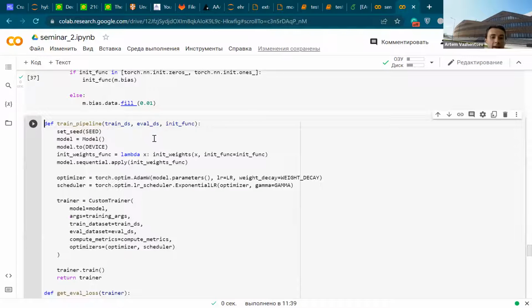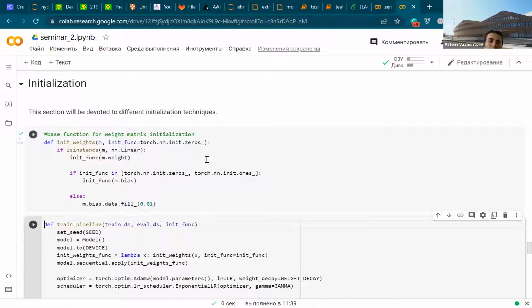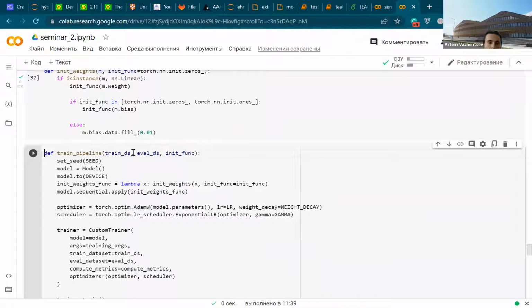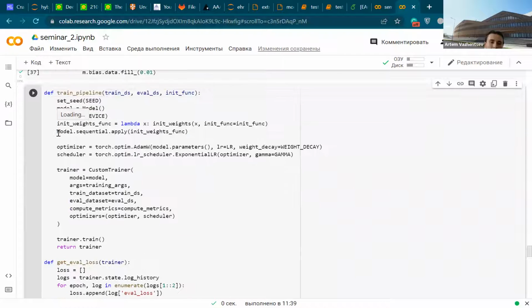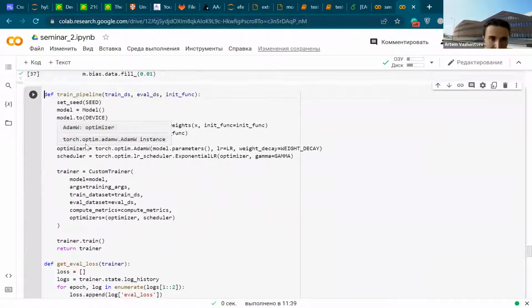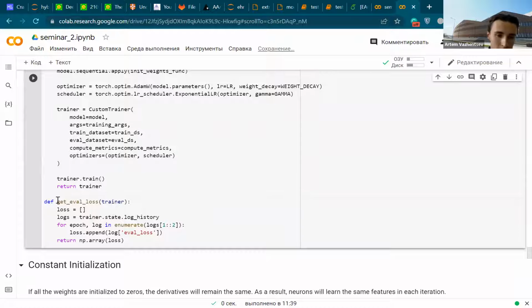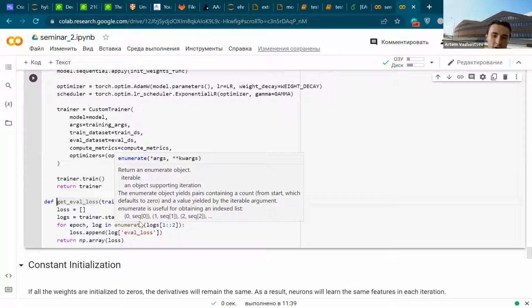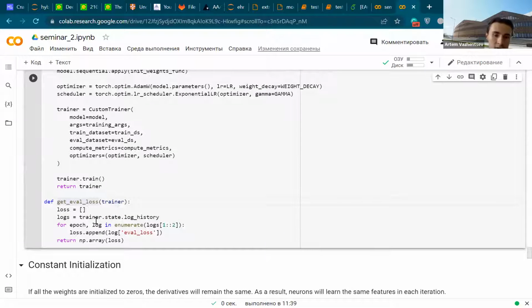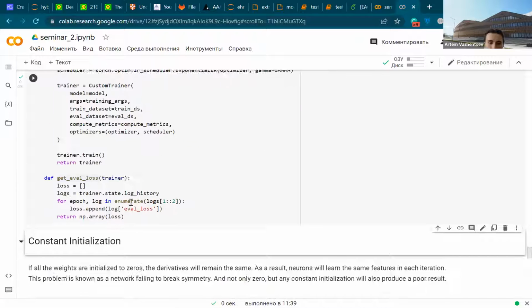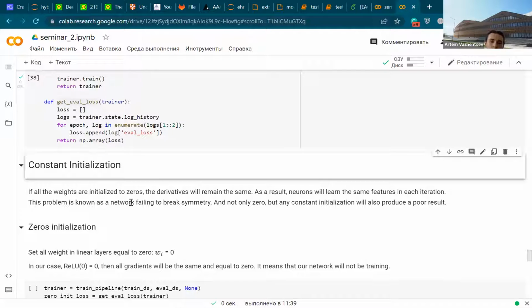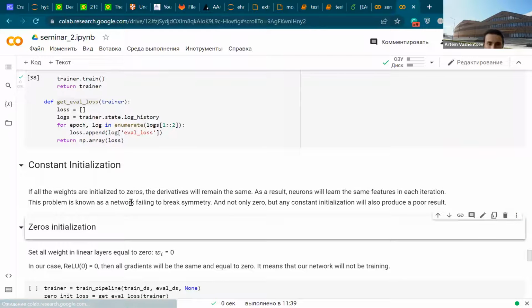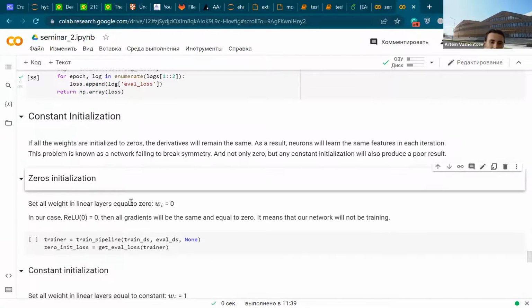Then since we want to quickly modify our initialization techniques and also our model, I suggest implementing the whole train pipeline in one function. And also we want to see how the loss will change from the initial state. For that aim, we implement a get_eval_loss function. First of all, we start with constant initialization techniques and with zero initialization.